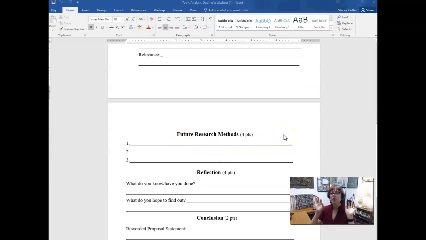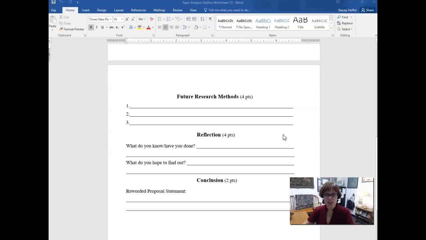Future research methods. Now this might be a little bit tricky. So this is both what you think researchers should look at in the future, so sources that you wish you could have found, and this is also how you will change your research in the future if you stayed with this topic. So if you were to continue with your questions, would you change your questions at all? How would you change your search methodology? Would you use EBSCOhost more, or would you use Google Scholar more? How would you go about doing your research?